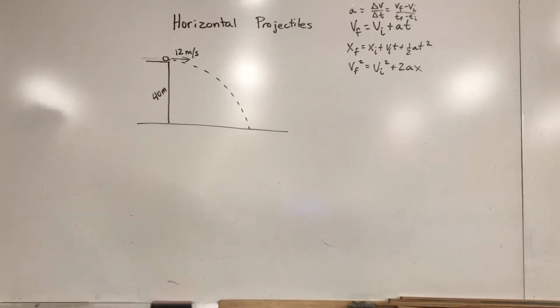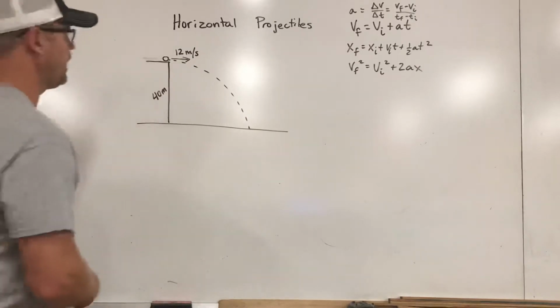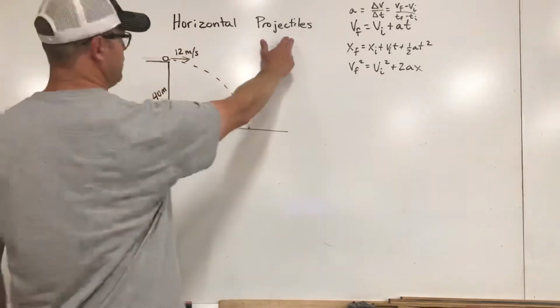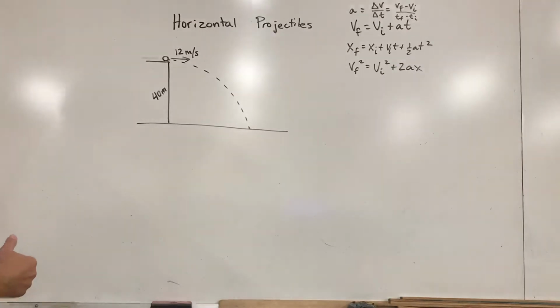Okay, in this video we're going to jump into two-dimensional motion. And the first thing we're going to take a look at is a horizontal projectile. This is going to require you to simultaneously realize two things are happening at once, and both of them are independent of each other. Let me explain that further.